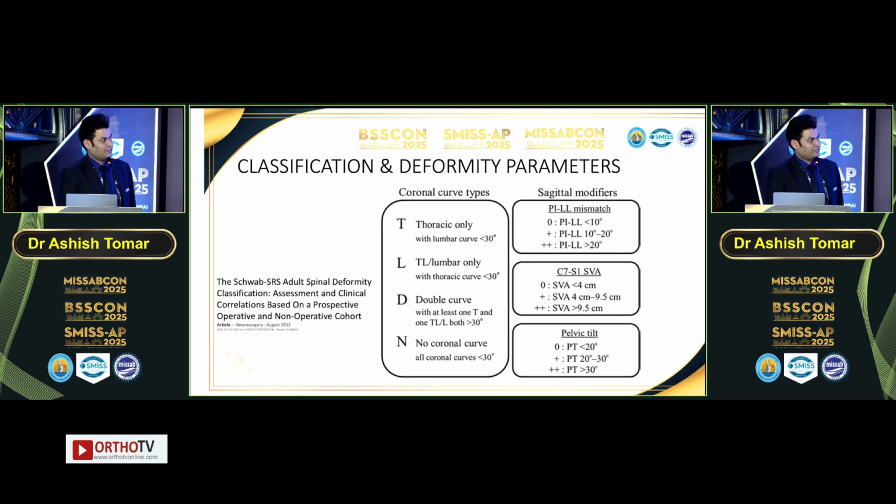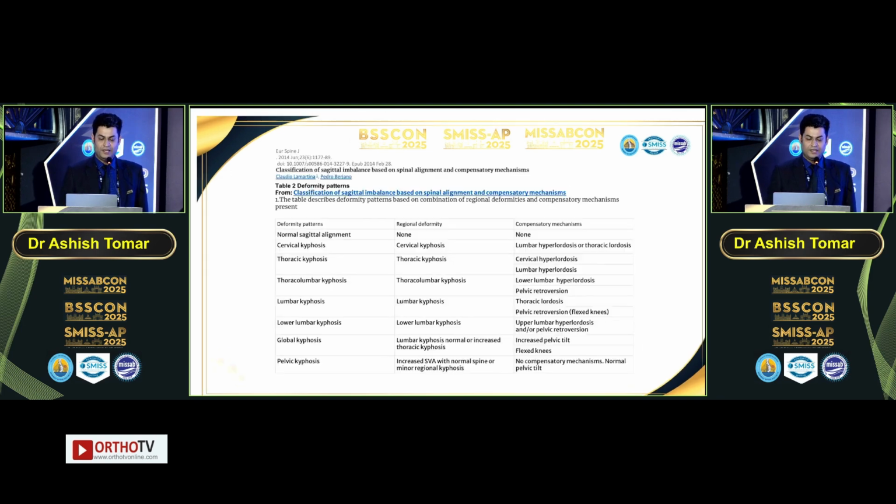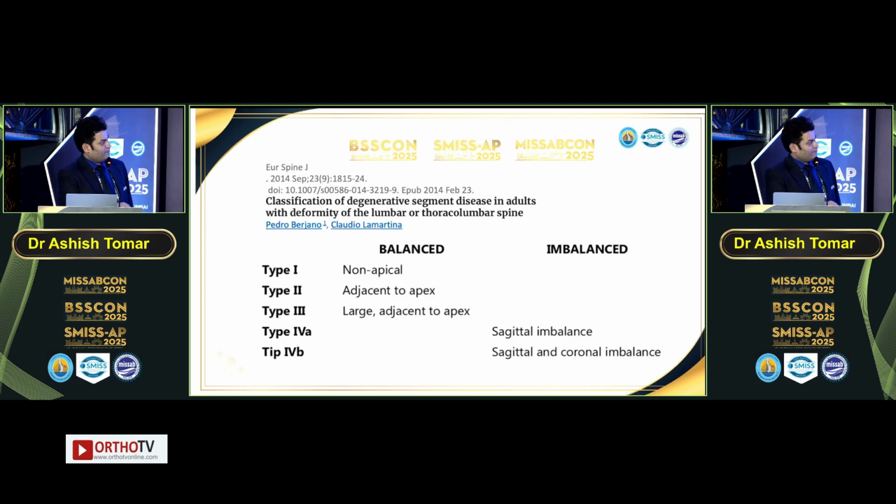Going to the classifications, there are 4 basic important classifications. This was the first classification, which says PI minus LL will lead to poor quality of life if it is more than 10, 20 degrees, if it increases. Then Lamartina told us the compensatory mechanism. This helps us in identifying the UIV, where the upper vertebral level should be. They initially gave a classification where they decided the treatment: in type 1 and 2 you can do short fixation, and in type 4 you need to go large.